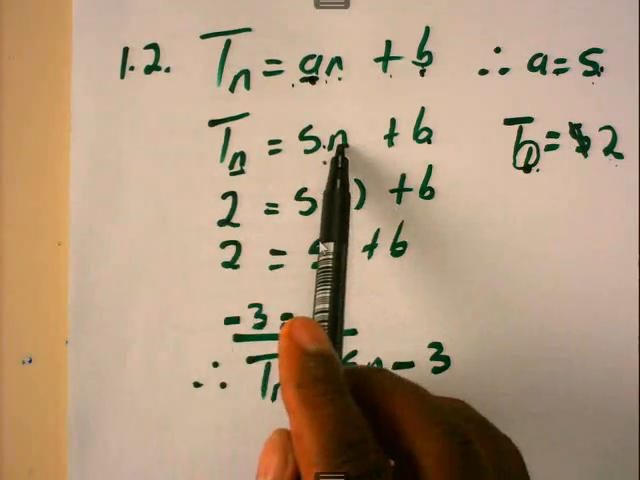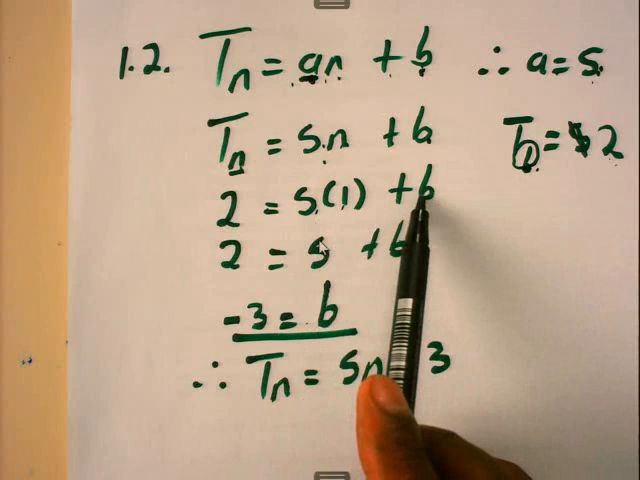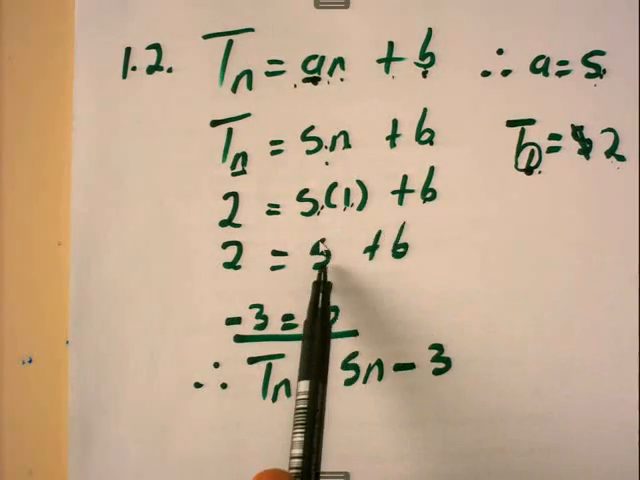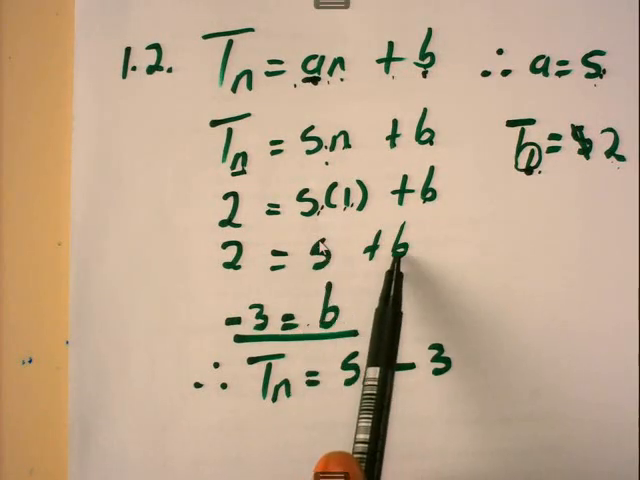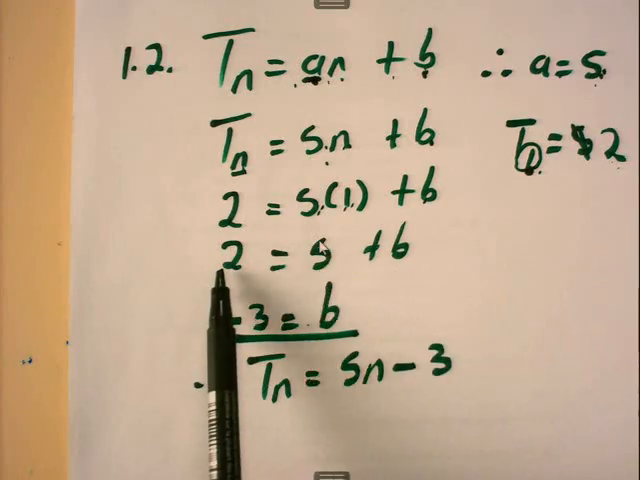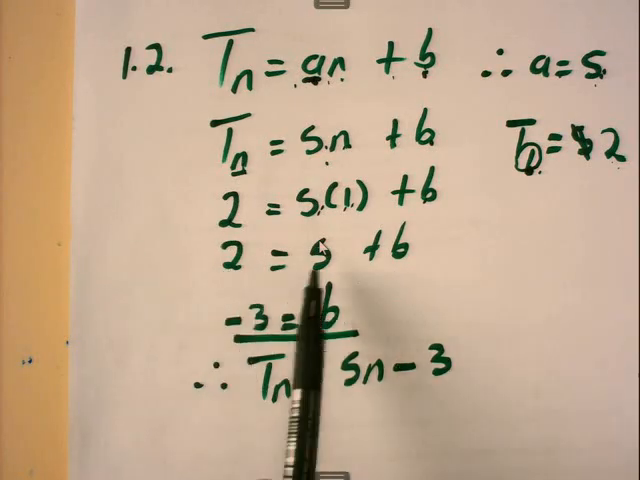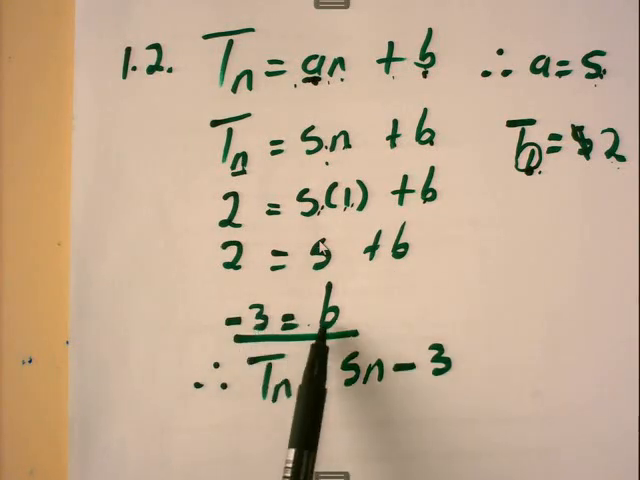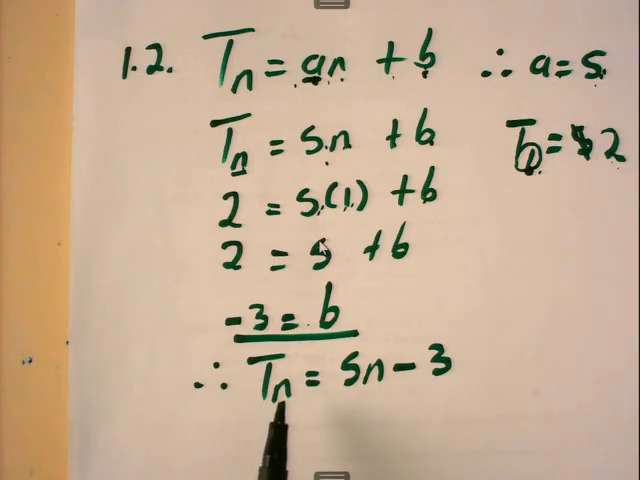2 = 5 into 1 plus b. 5 multiplied by 1 gives us 5. Then we transpose 5 to the left. We get 2 minus 5, which gives you -3. On the right hand side, you're only left with b, meaning that the value of b is equal to -3. Therefore, the nth term will then be equal to 5n minus 3.